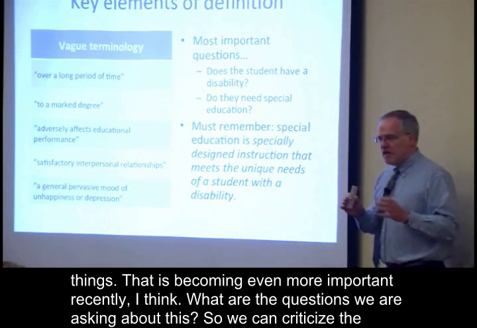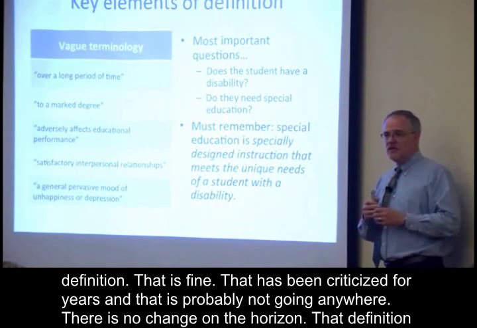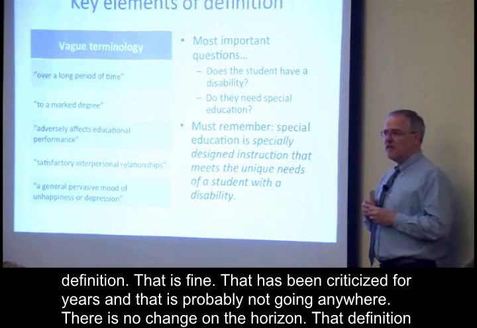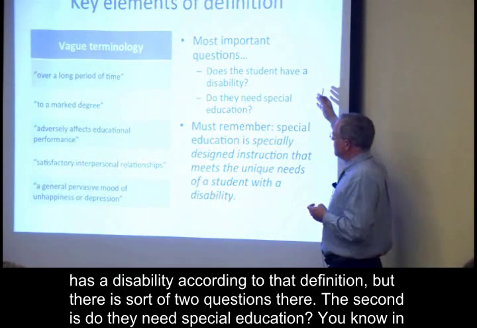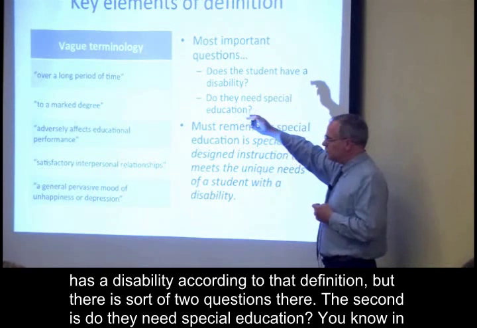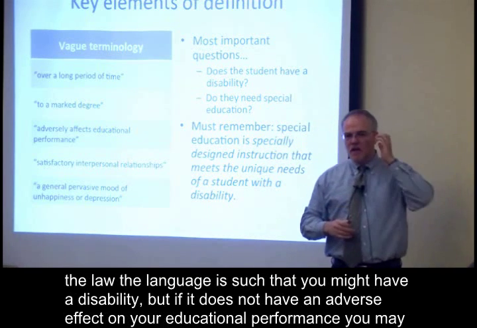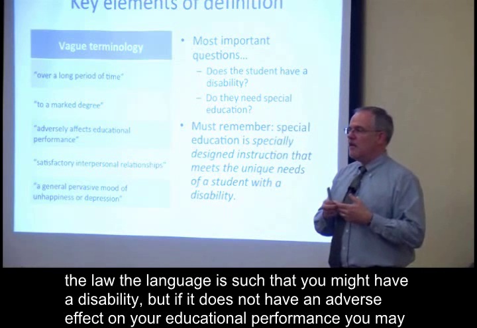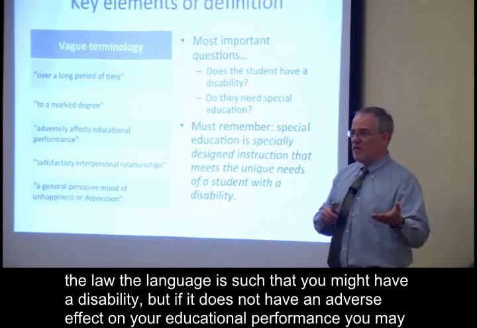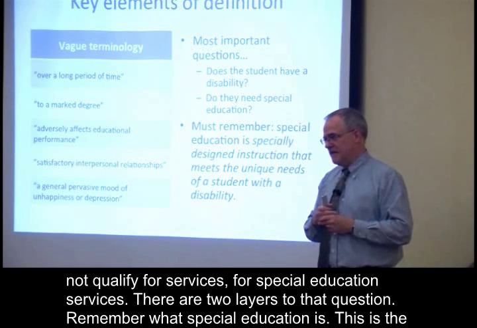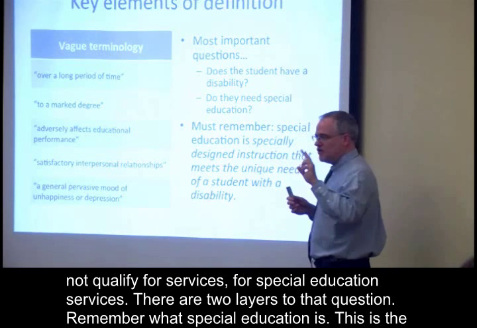But what are the questions we're asking about this? So we can criticize the definition, and that's fine, and that's been criticized for years, and it's probably not going anywhere. That definition's, there's no change on the horizon. That definition's probably going to continue to exist for the foreseeable future. But what are the questions we're asking? Well, we want to know if the student has a disability according to that definition. But there's sort of two questions there. The second is, do they need special education? You know, in the law, the language is such that you might have a disability, but if it does not have an adverse effect on your educational performance, you may not qualify for services for special education services. So there's two layers to that question.